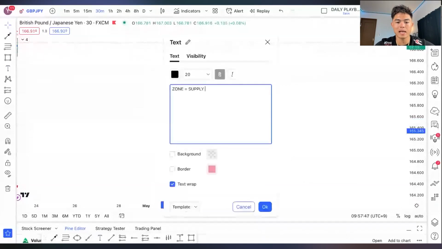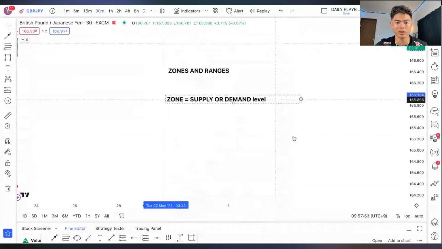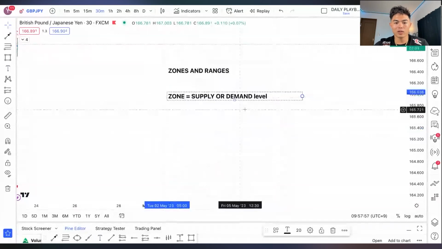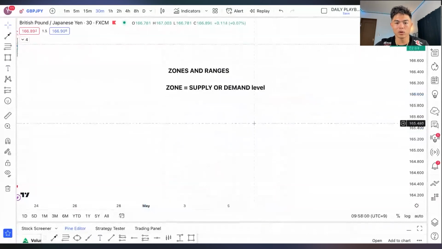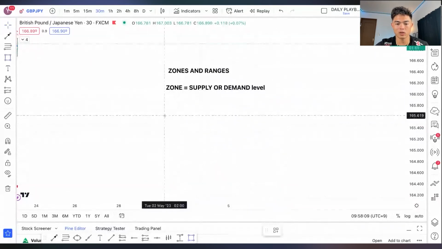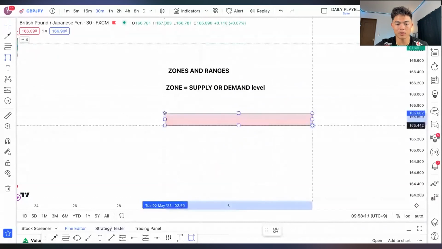If you don't know what a supply and demand level is, I will definitely go more in depth on explaining what each level is, and you might get a better understanding of it once I start explaining all these things. Right now, you want to figure out your zones. When you figure out your zone, it's either a supply or demand level. Let's take this right here. We have a level of supply right here, and we have a level of demand.